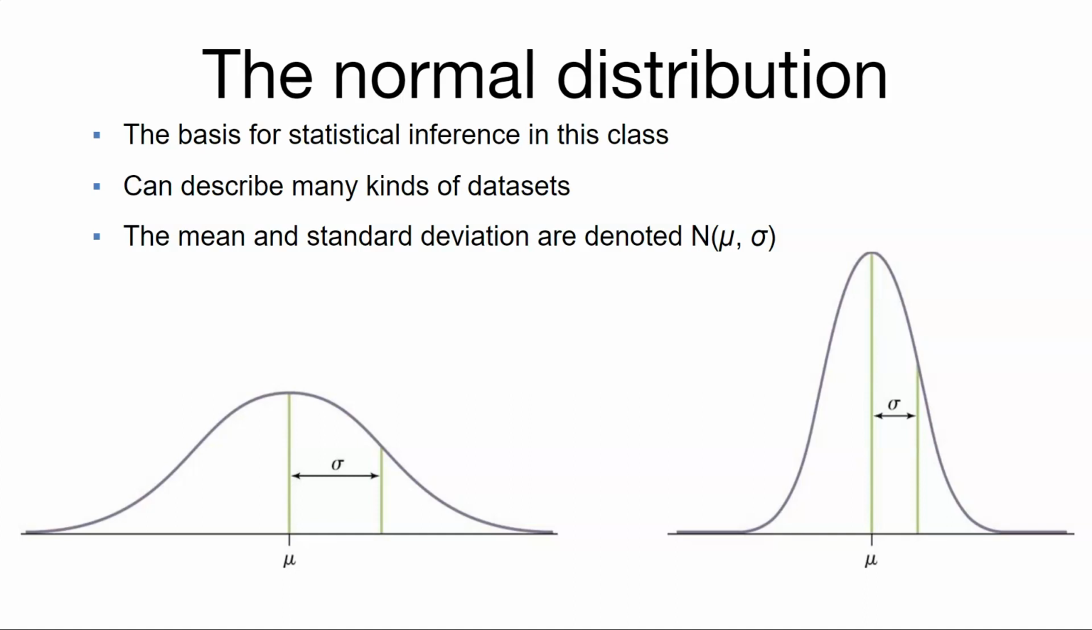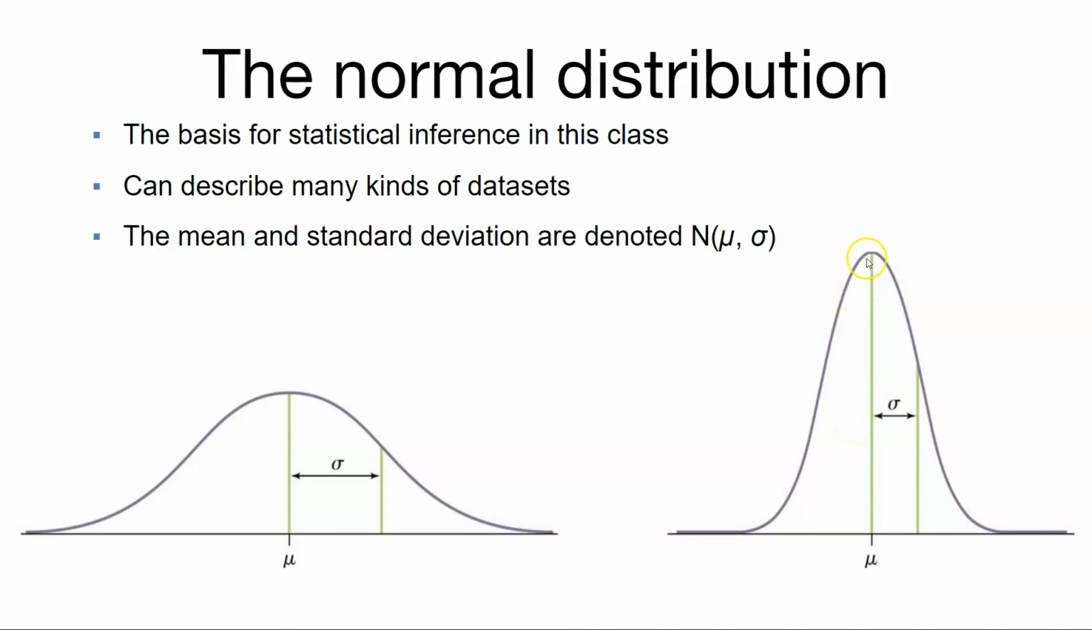So here's the normal distribution. It's bell-shaped. It's important because it's the basis for inference that we make in lots of statistics. Any normal distribution is completely specified by two numbers, the mean value mu and the standard deviation value sigma. And so the mean value mu is the center of the distribution. The standard deviation value sigma measures the spread of the distribution.